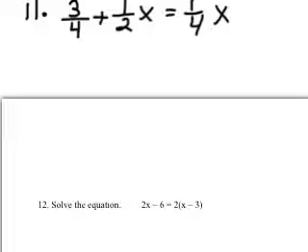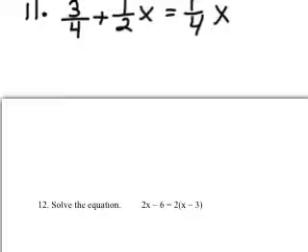But sometimes these fraction problems have like 3 different denominators, and it's much easier to solve a somewhat complicated fraction equation by multiplying through by the least common denominator. So that's what we're going to do here, just as an example. Okay, so the least common denominator for 4 and 2 is 4.